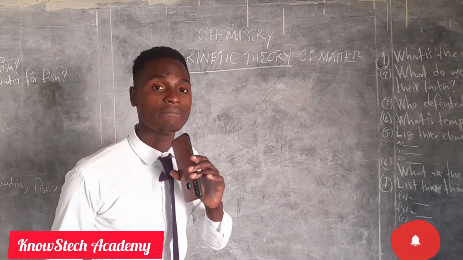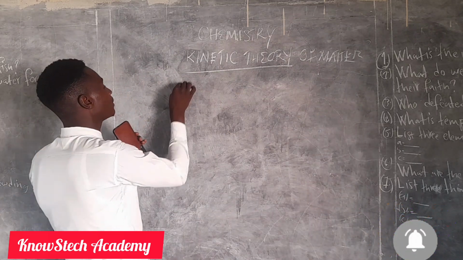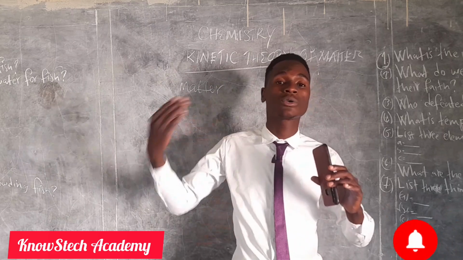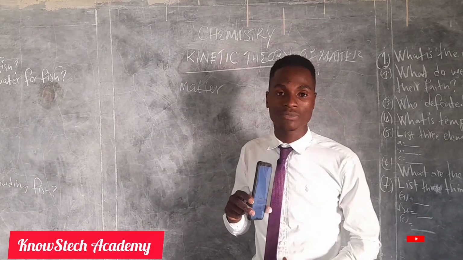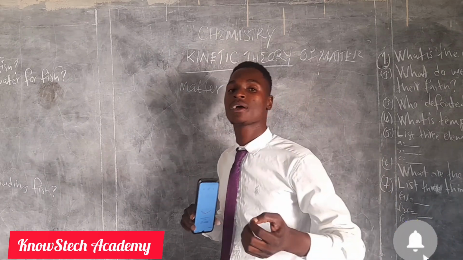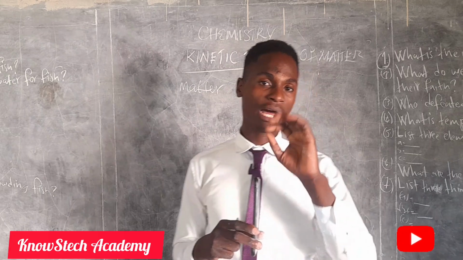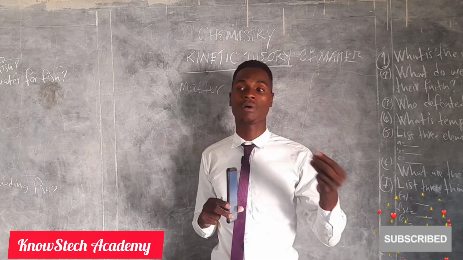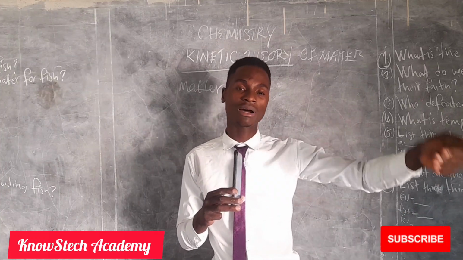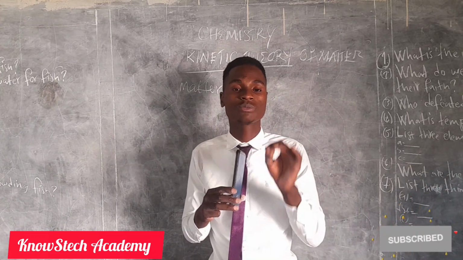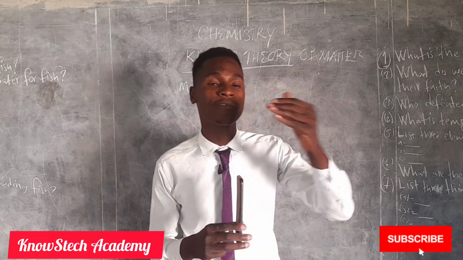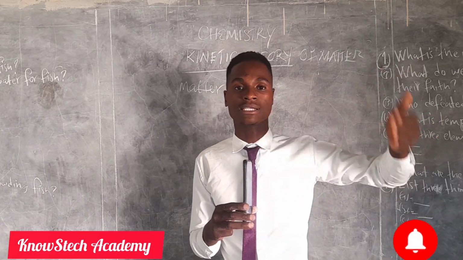Then what is matter? Matter is anything that occupies space and has mass. Anything that occupies space and has mass is called matter. And you have forms of matter. States of matter are forms in which matter exists. That's what we call states of matter, or phases in which matter exists.